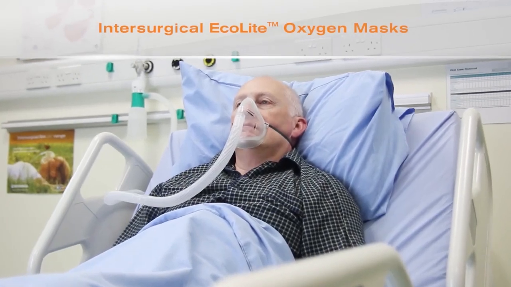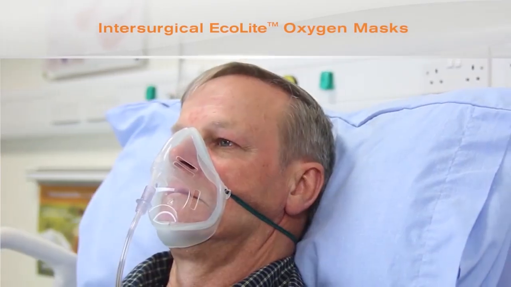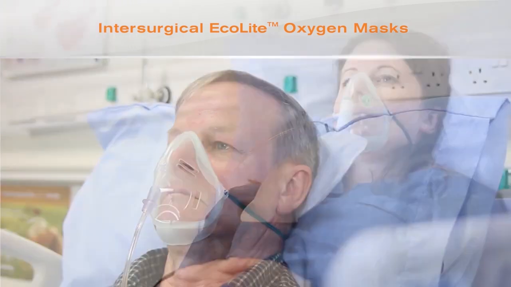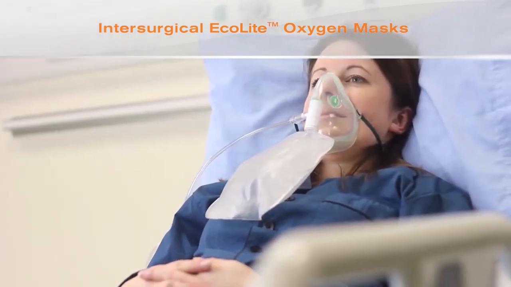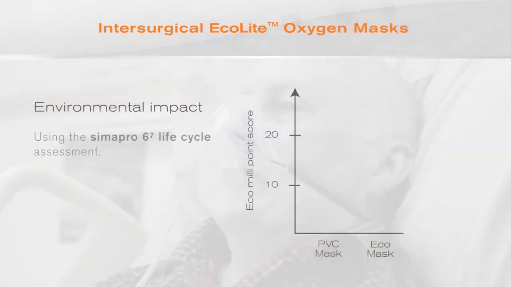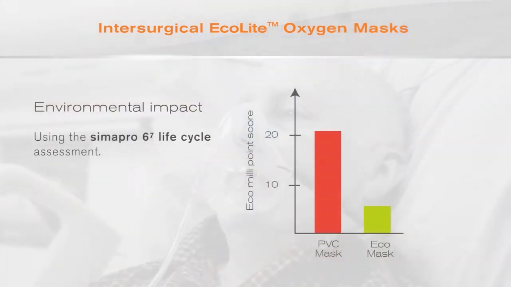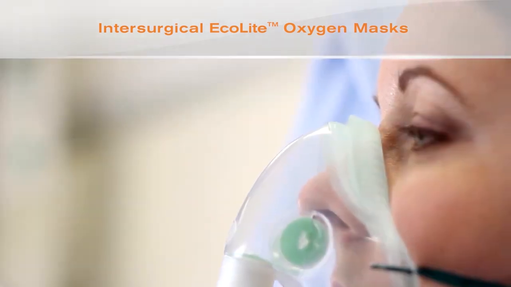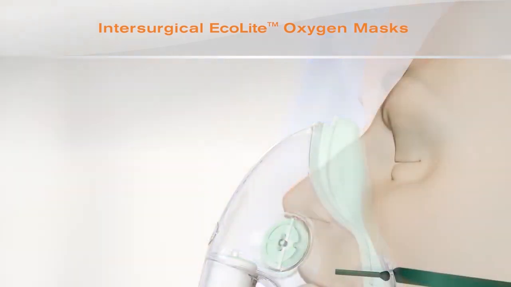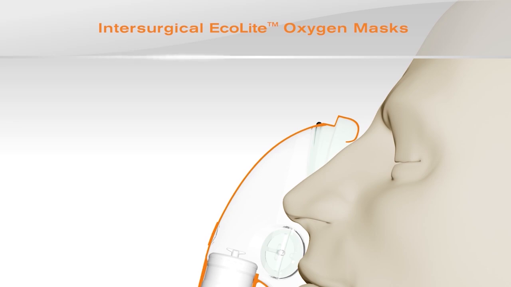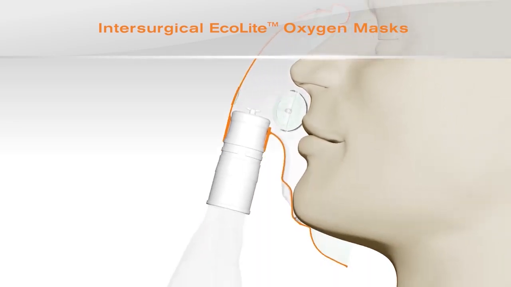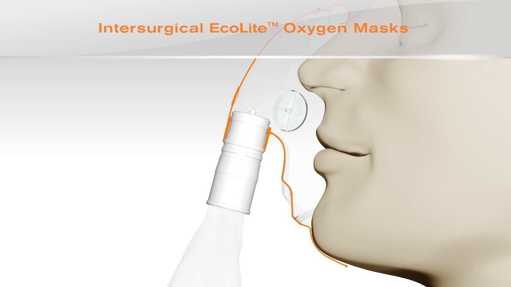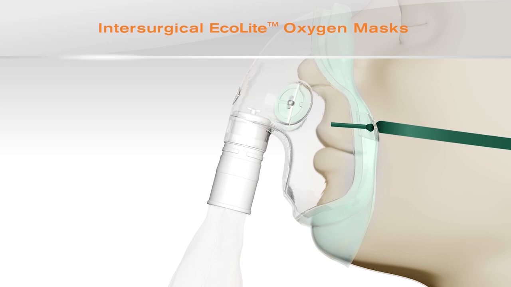The Intersurgical Ecolite range of masks represent a new development in oxygen therapy devices and address many of the limitations found in earlier designs. The materials used have a significantly lower impact on the environment. Intersurgical Ecolite oxygen masks have a lightweight design incorporating a soft face seal, which provides a high level of patient comfort. Masks seal to the contours of different face shapes to maximise delivery of oxygen to the patient and prevent oxygen from entering the eyes.